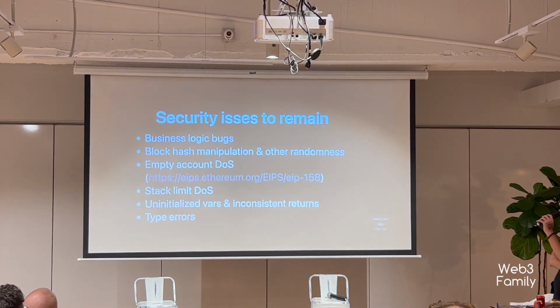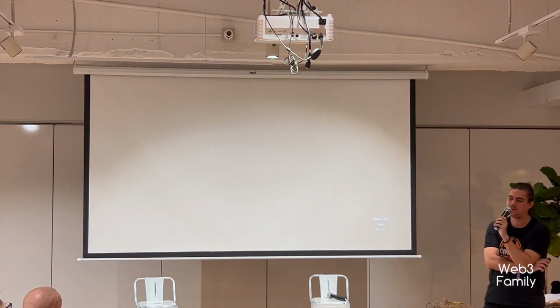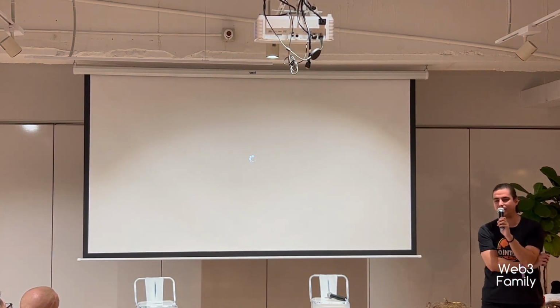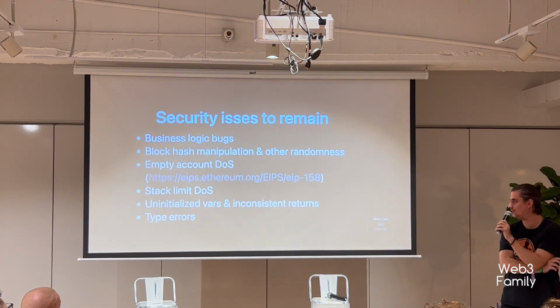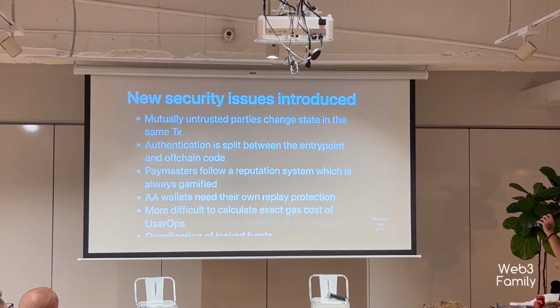That still remains. Stack limit denial of service, also here to remain. Uninitialized variables and calls that, if you call them twice, return 2 different values are also here to remain, and yeah, of course, type errors.